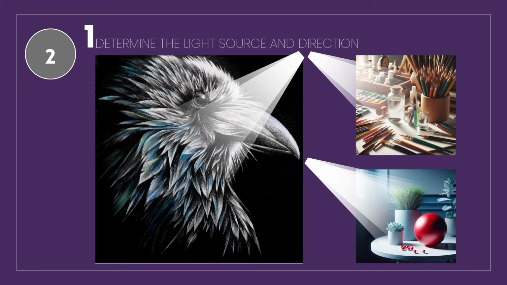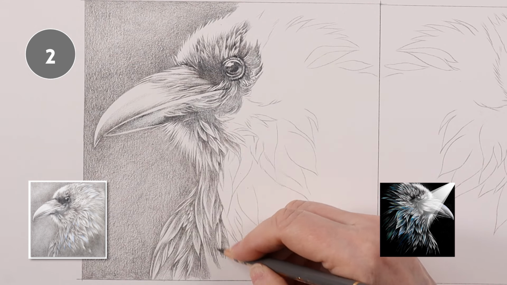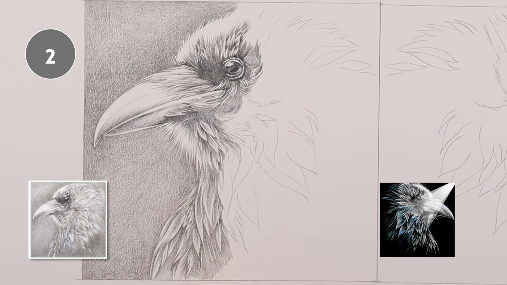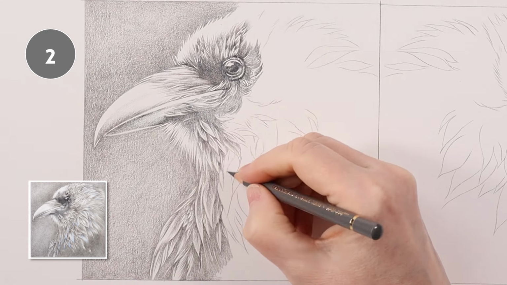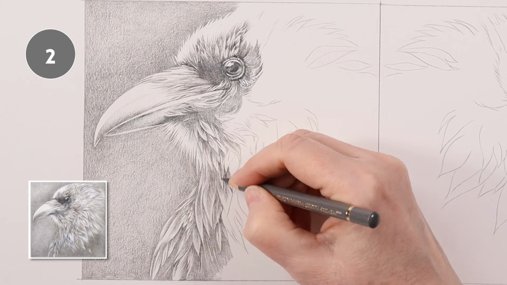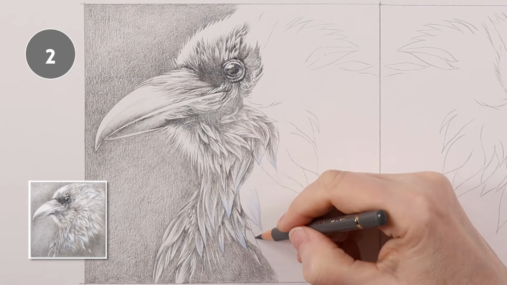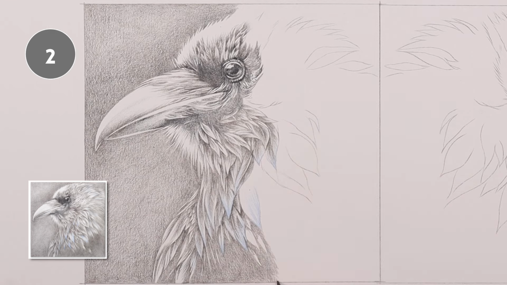Identify the light source. Determine where the light is coming from in your reference image. Like our reference image of the raven, what direction is that light coming from? This could be natural light from the sun or artificial light. It could be coming from high above. It could be coming from a very low angle. Understanding the source of light will help you predict where shadows will fall and where highlights will appear on your subject, and then you can apply it to the rest of your subject.